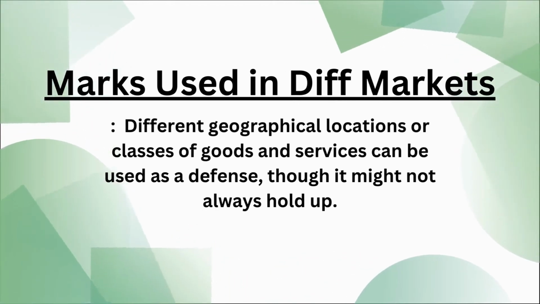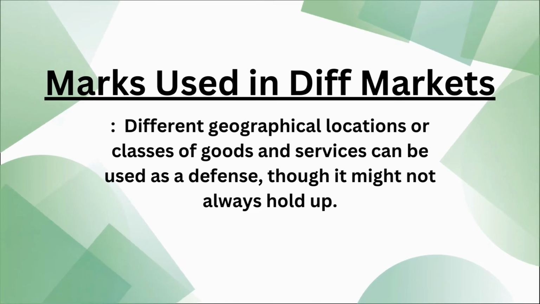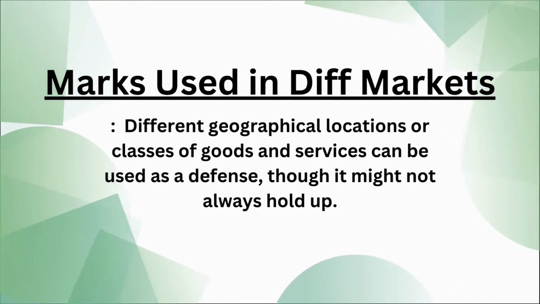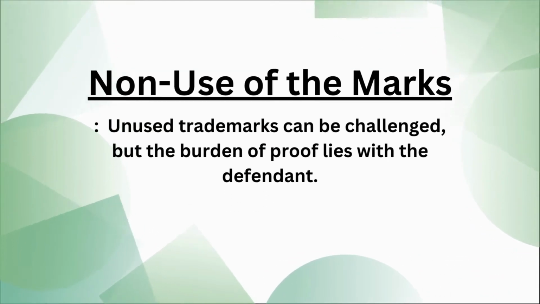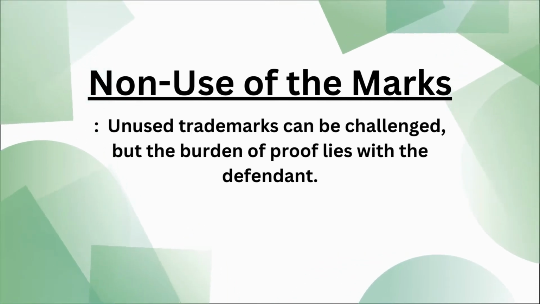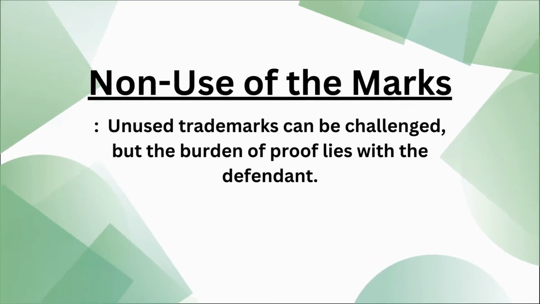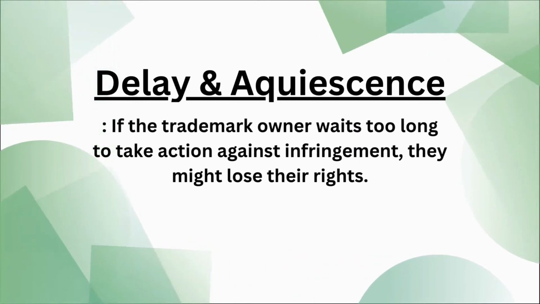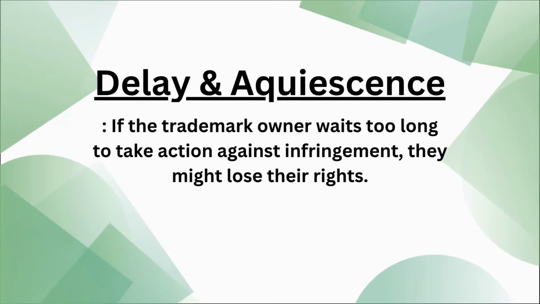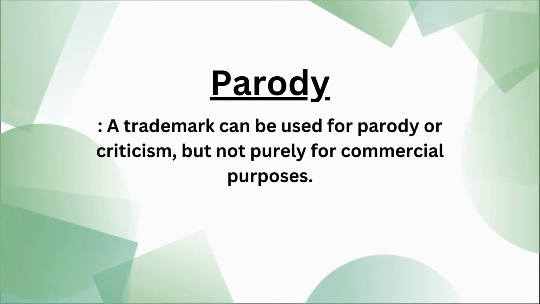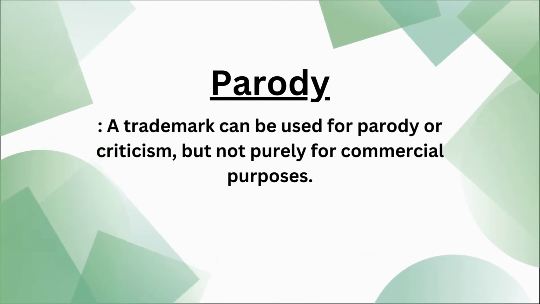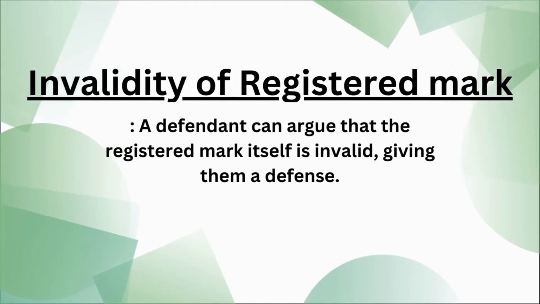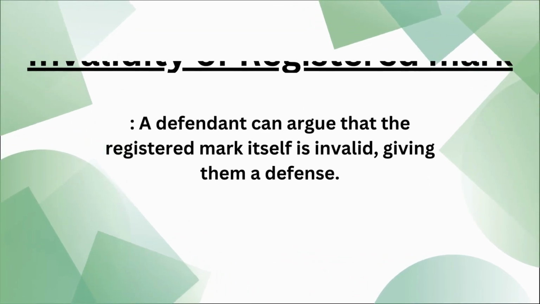Differential geographical locations or classes of goods and services can be used as a defense, though it might not always hold up. Non-use of the mark. Unused trademarks can be challenged, but the burden of proof lies with the defendant. Delay and acquiescence. If the trademark owner waits too long to take action against infringement, they might lose their rights. Parody. A trademark can be used for parody or criticism, but not purely for commercial purposes. Invalidity of registered mark. A defendant can argue that the registered mark itself is invalid, giving them a defense.